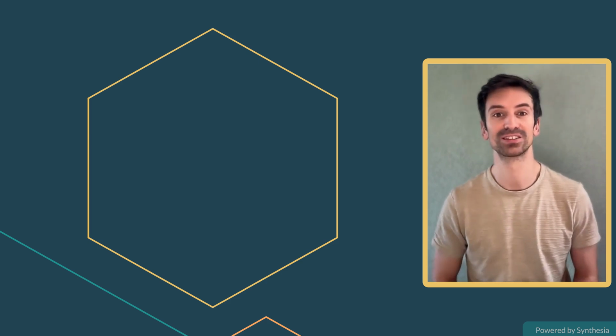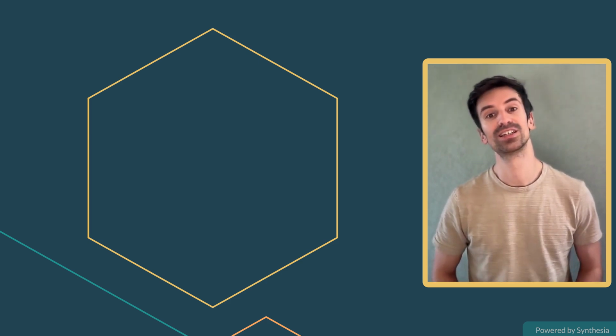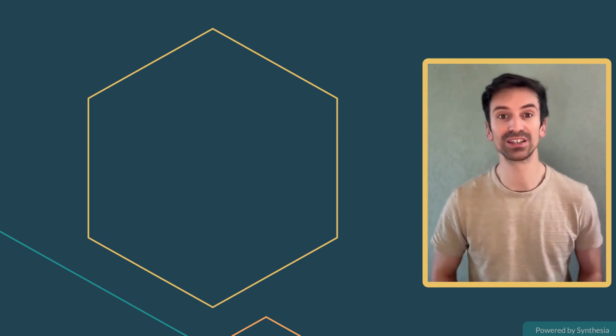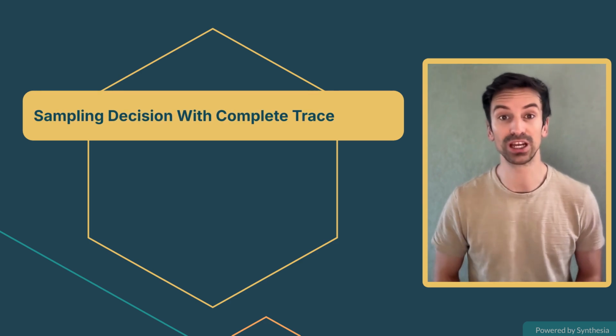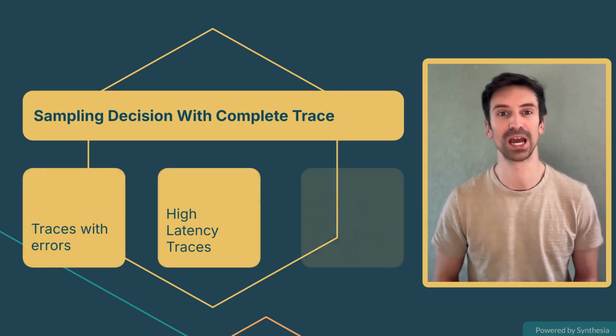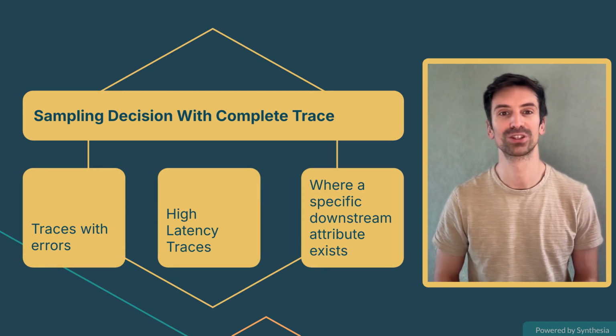So what is tail-based sampling, and why does it matter? Unlike head-based sampling, it makes the keep or drop decision after the trace completes, meaning you have the full context, like error codes, latency, or span attributes, before deciding whether to retain it.